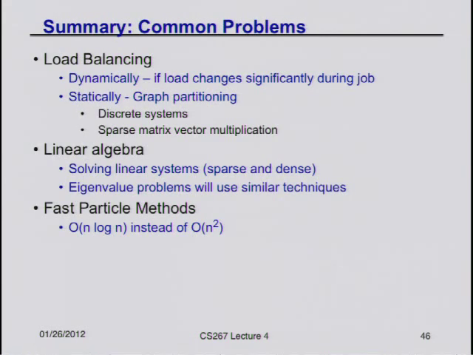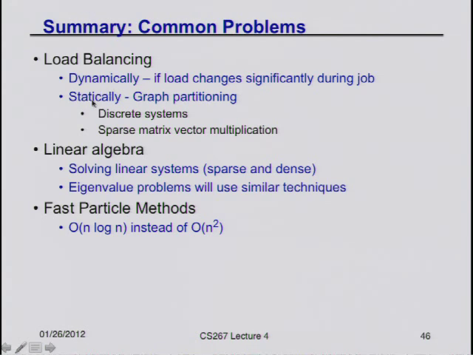Okay, so let me just summarize. Here are the common problems that we saw for everything so far. There have been load balancing problems. So this is a summary for discrete event systems, for particle methods, and for ODEs. There was load balancing, giving everybody an equal amount of work to do. And there are different answers depending on whether things move and the load balance changes over time. And that's the dynamic case.